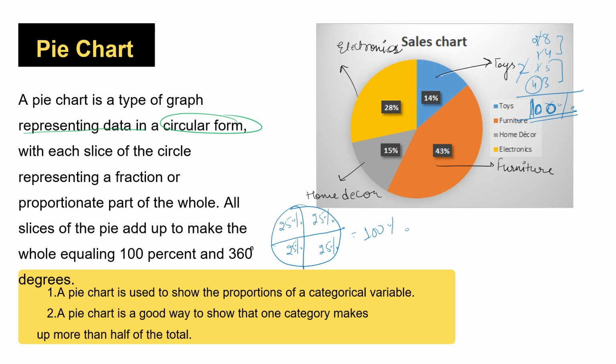Now there are two important things about where a pie chart is used. It is used to show the proportions of a categorical variable. The pie chart is a good way to show that one category makes up more than half of the total. Suppose here furniture is making up half of the total.